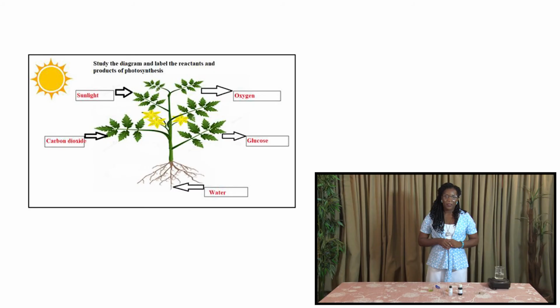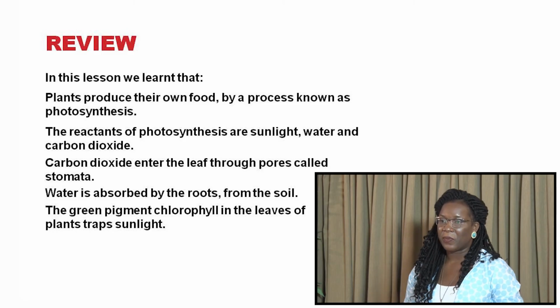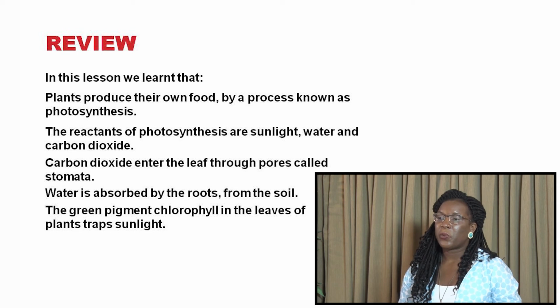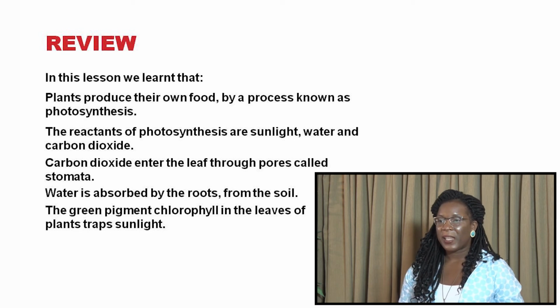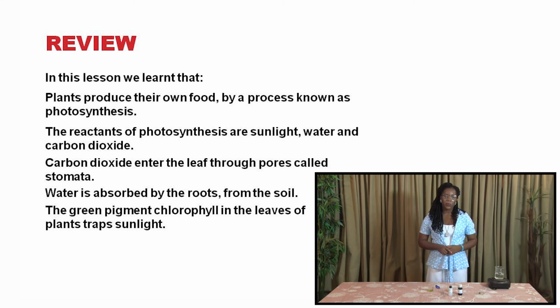Next, the diagram. The reactants of photosynthesis are sunlight, carbon dioxide, and water. The products are oxygen and glucose. Let us review. In this lesson, we learned that plants produce their own food by a process known as photosynthesis.